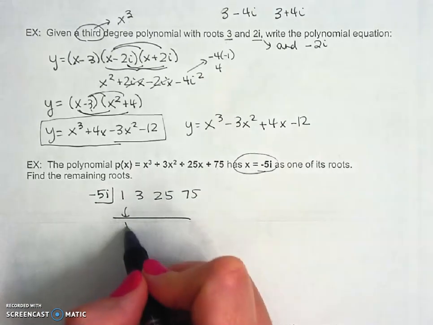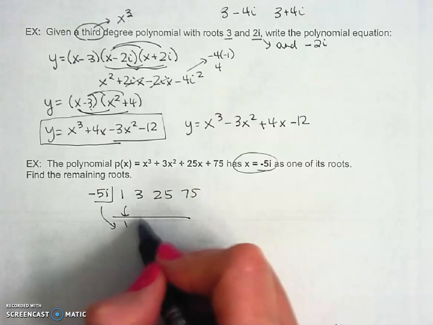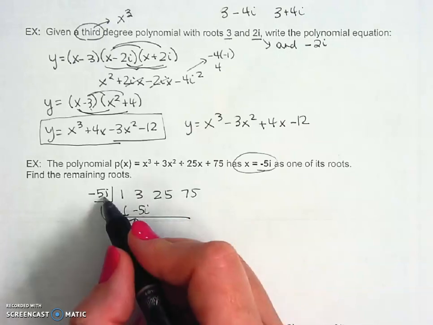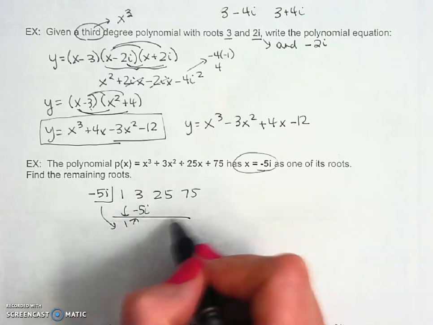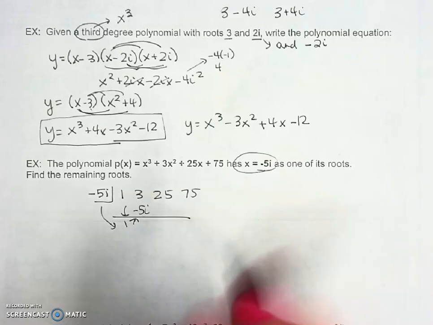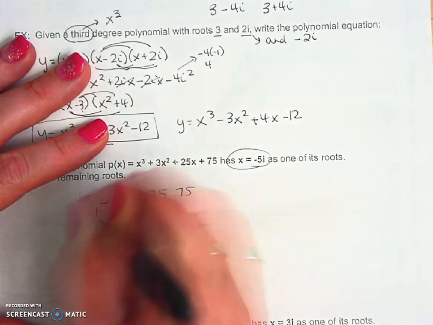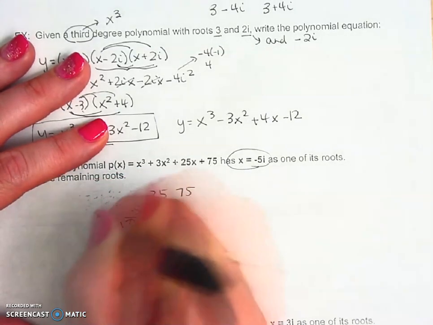If I were to start my synthetic division and do this round of multiplying, I would put -5i here. I would add, that would be 3 minus 5i. Multiply it by -5i again, and this math is going to get ugly really quick. So this is not going to work. Polynomial division, synthetic or long, is not going to work with i's in it.